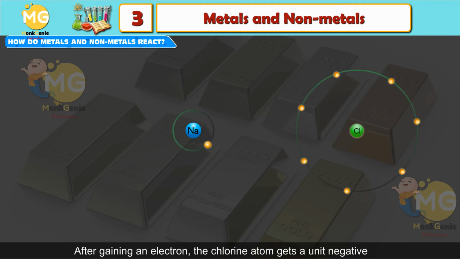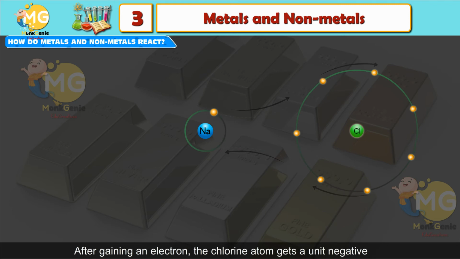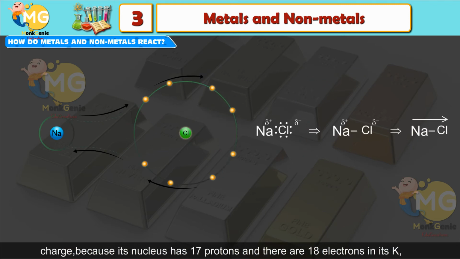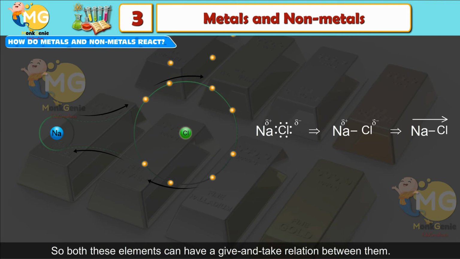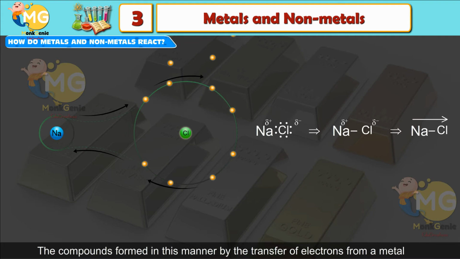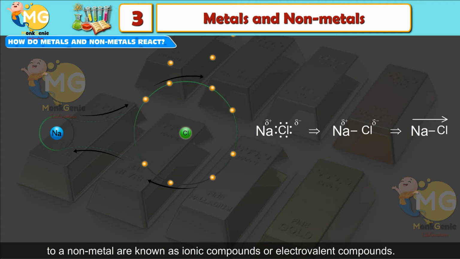After gaining an electron, the chlorine atom gets a unit negative charge because its nucleus has 17 protons and there are 18 electrons in its K, L and M shells. This gives us a chloride anion, Cl−. So both these elements can have a give and take relation between them. The compounds formed in this manner by the transfer of electrons from a metal to a non-metal are known as ionic compounds or electrovalent compounds.